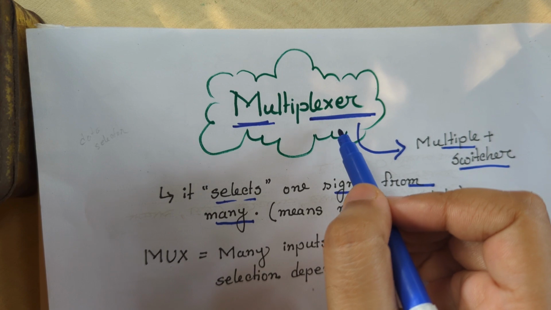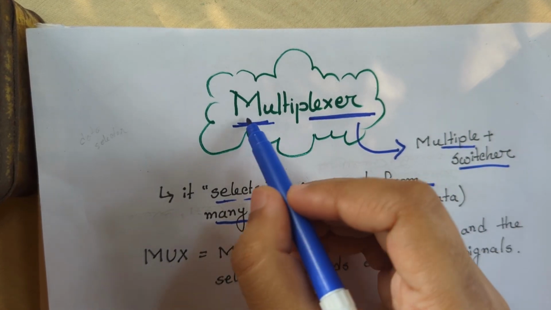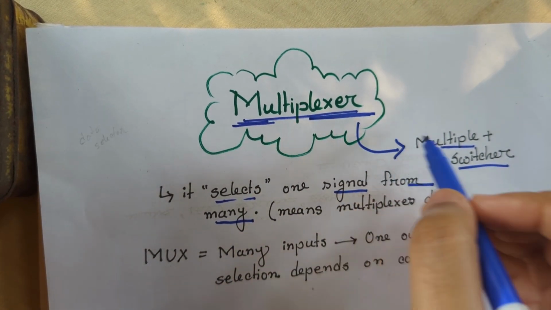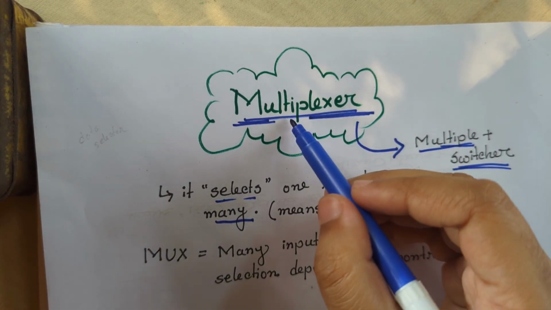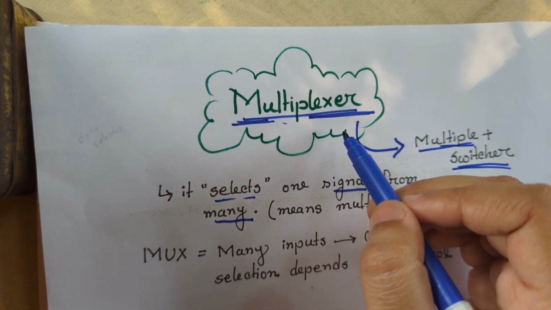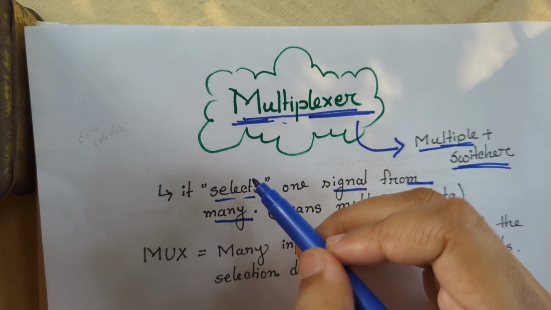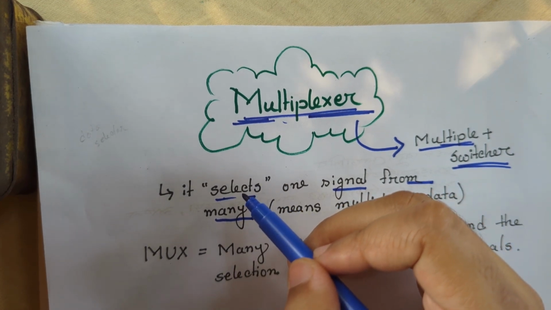This is an important topic in digital electronics. This word multiplexer comes from these two words, multiple plus switcher. Means this multiplexer works like a switch in many perspectives. Let's see what it does.